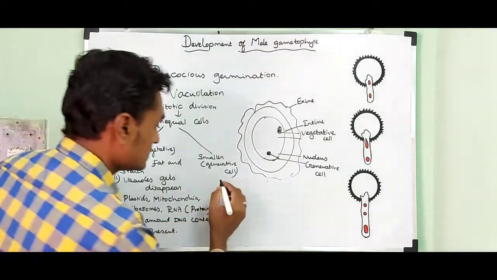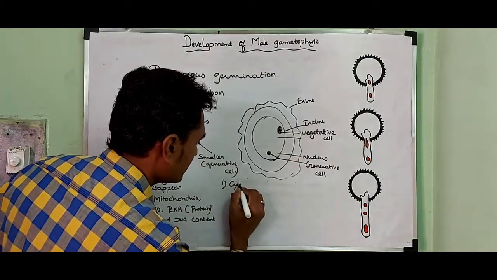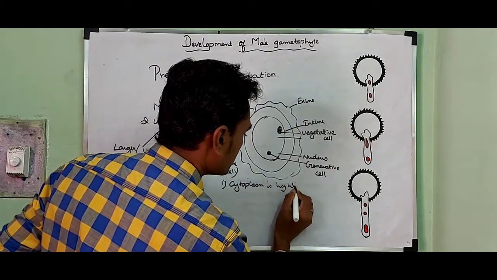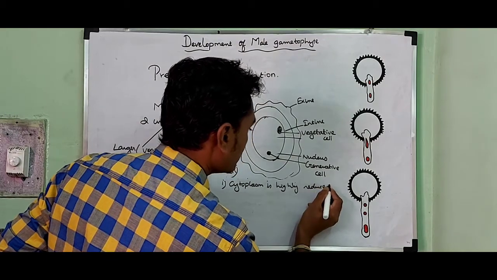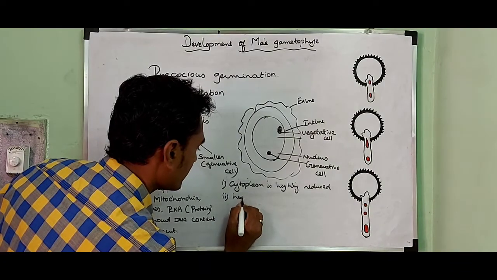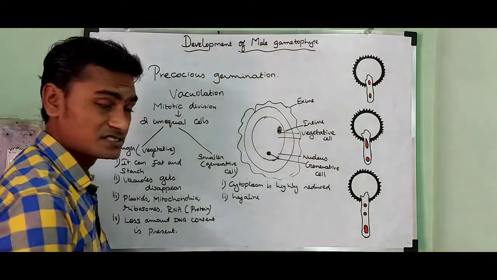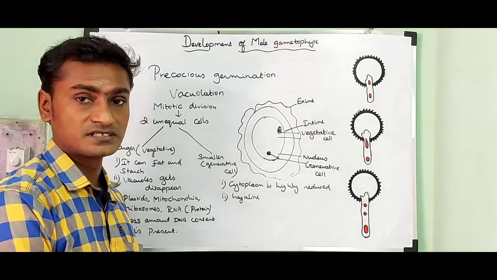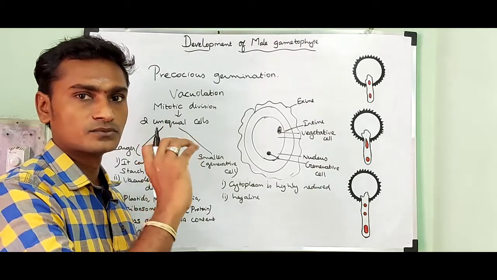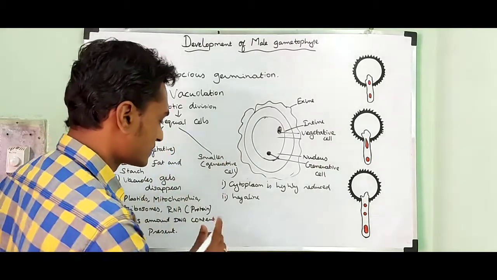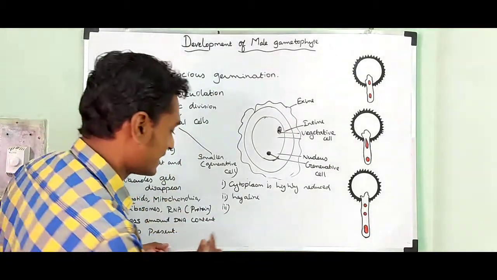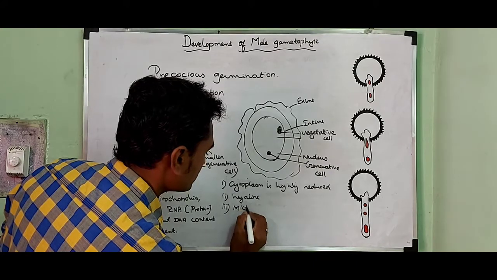While in the case of the generative cell, it contains highly reduced cytoplasm. The generative cell cytoplasm is highly reduced. And it looks like hyaline. Hyaline means a translucent substance. It can allow light, but it is not transparent. Okay? It is translucent.